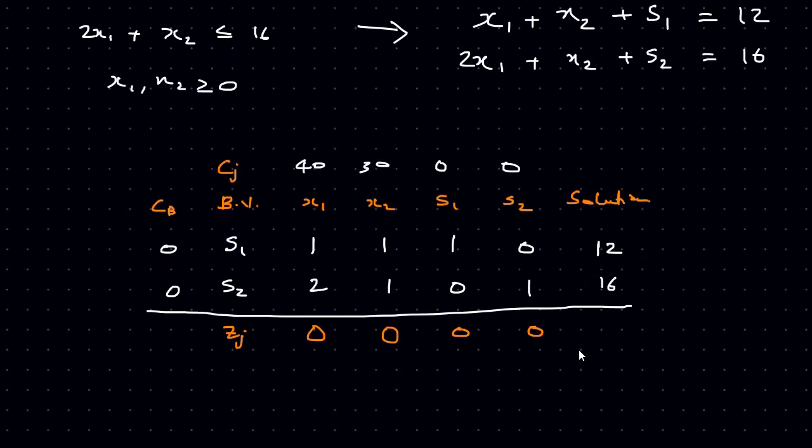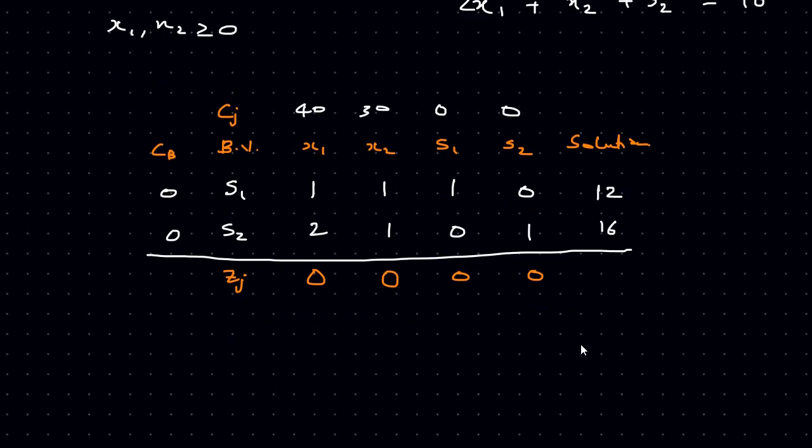After calculating zj, we calculate cj minus zj. In this case cj is 40 minus 0, we have 40, then 30 minus 0, 30, 0 minus 0, 0, and 0. These are our cj minus zj values. For a maximization problem, we select the maximum positive value. Here you can see the maximum positive value is 40.